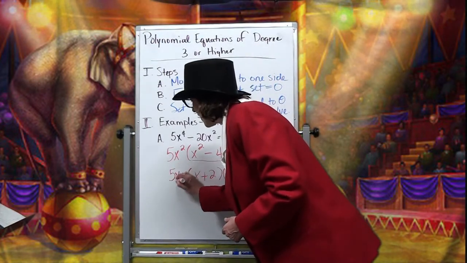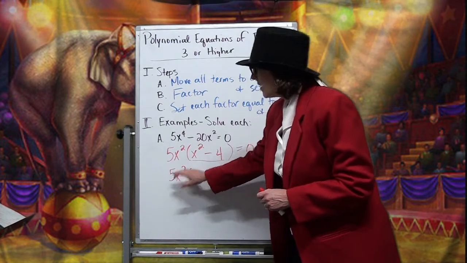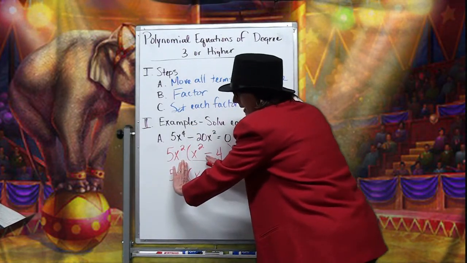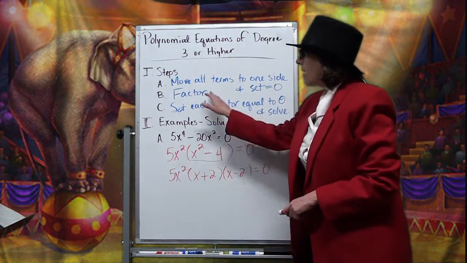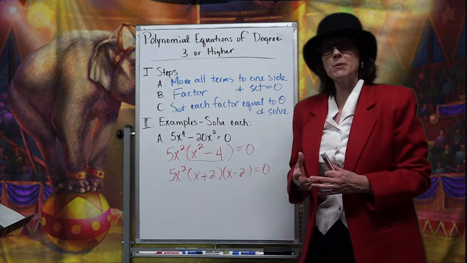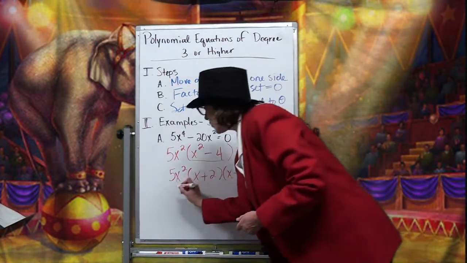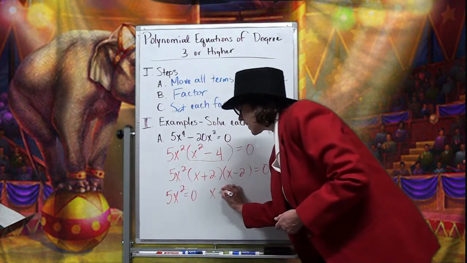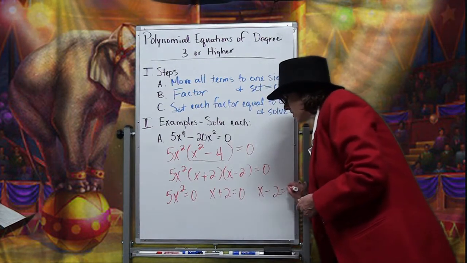Now don't forget that 5x squared that's sitting out front, because remember, I need to be able to multiply all this out and get back to the beginning. If this is all I have, then I can only multiply and get back to here. But I need to get back all the way to the beginning. So now I have factored, and what my zero product principle says is each one of these could be the 0. So either that 5x squared is the 0, or the x plus 2 is the 0, or the x minus 2 is the 0.